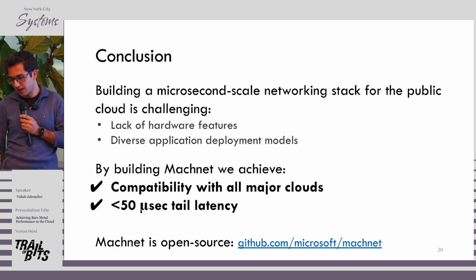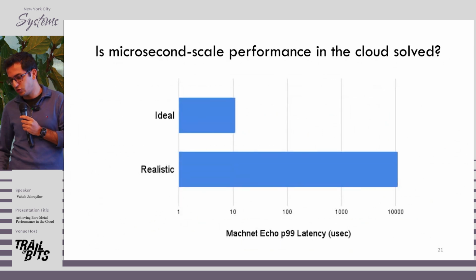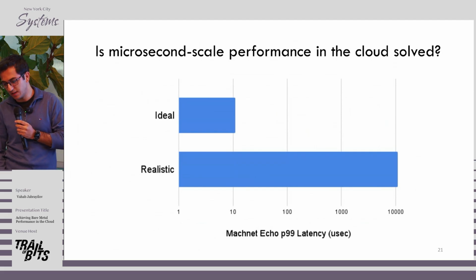Given this, can we say that we have solved the kernel bypass networking in the cloud? Does this solve the microsecond scale performance? I would say not quite. I remember one time I was doing this simple experiment where I was sending Machnet 64-byte messages again in one cloud provider, I don't want to name it. And suddenly I saw that the latencies are very bad. They are going above 10 milliseconds.